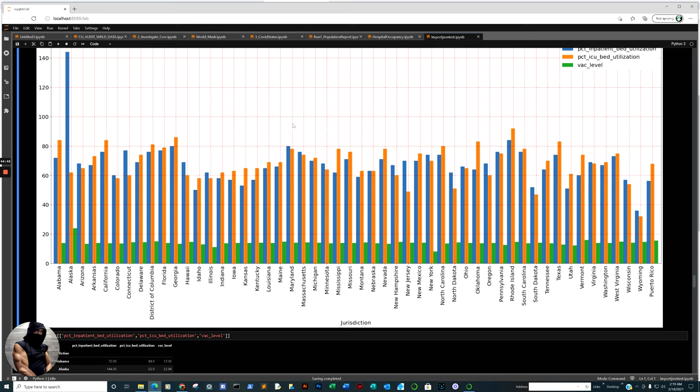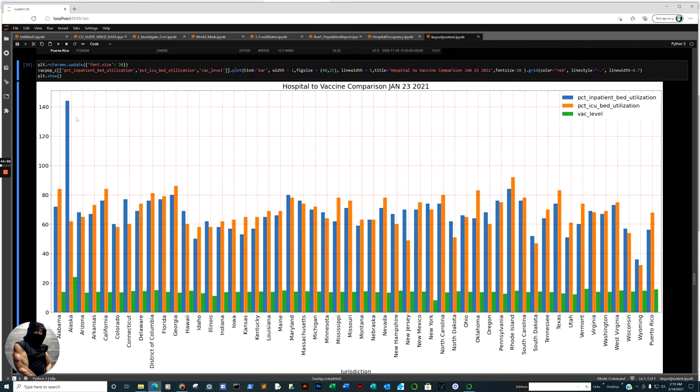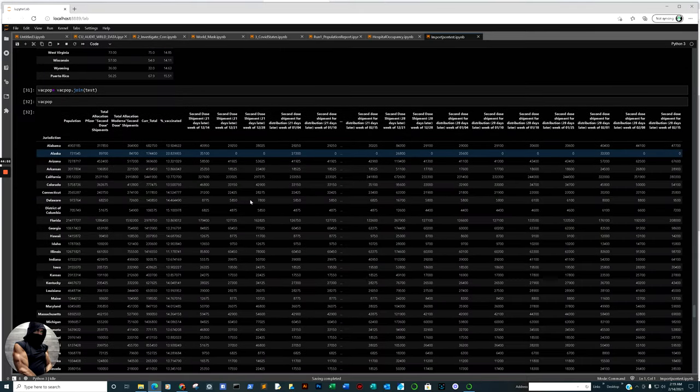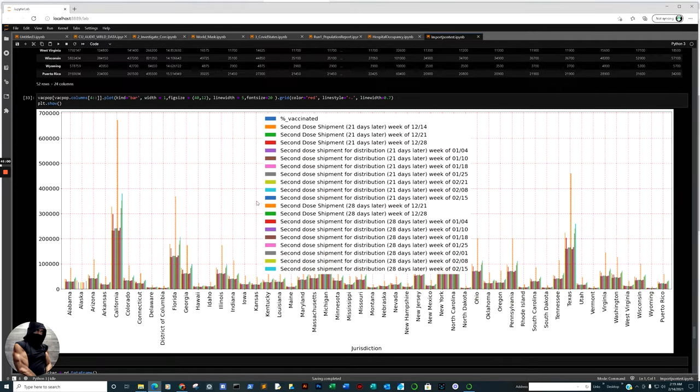So here we are as far as the ICU. And again, don't pay attention to the number for Alaska. It becomes an outlier and throws off all the other data. So we're going down. Here's a chart that's getting a little bit bigger. This is basically all of our vaccine deliveries. And you can see at the last moment here, I think the green.